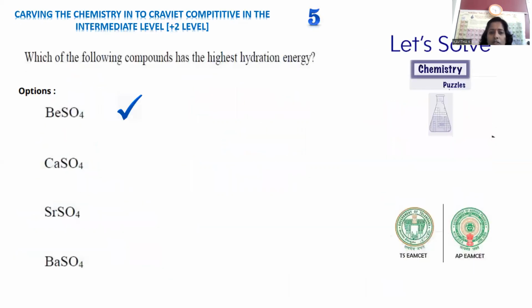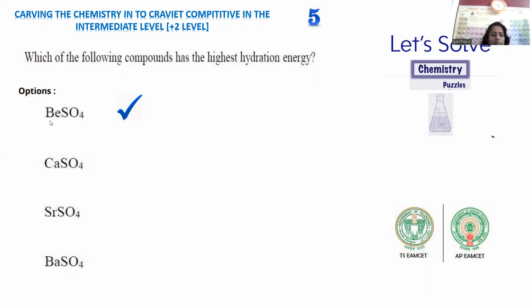Let's go to question number 5. Which of the following compounds has the highest hydration energy? Hydration energy is inversely proportional to size. The largest hydration energy goes with the smallest size. Among all, beryllium. Here, all these are elements of main group 2: beryllium, calcium, strontium, barium.